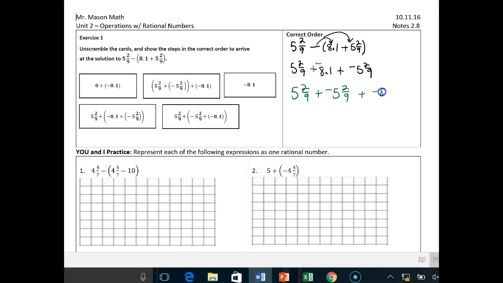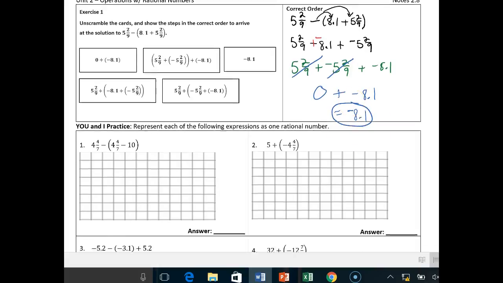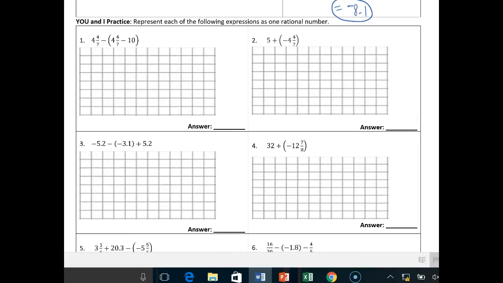plus negative 8.1. And in doing so, hopefully you realize that 5 2/9 plus negative 5 2/9 are opposites, and opposites add up to 0. And so those will cancel out. I'll have 0 plus negative 8.1, which gives me just negative 8.1. So a problem that looked super complicated to start off the bat ended up being very easy. Let's take a look at number 1.